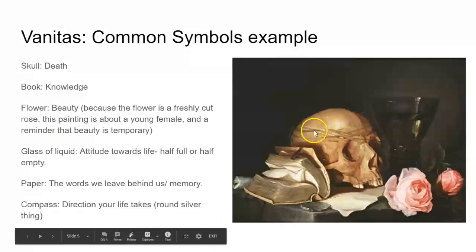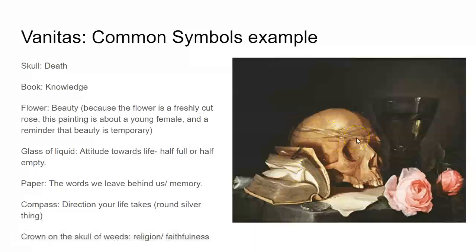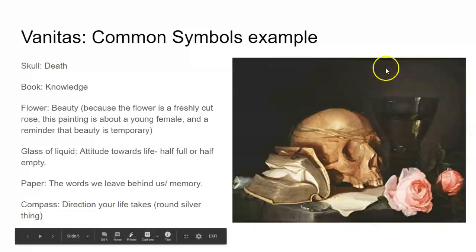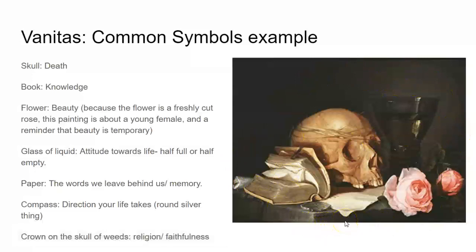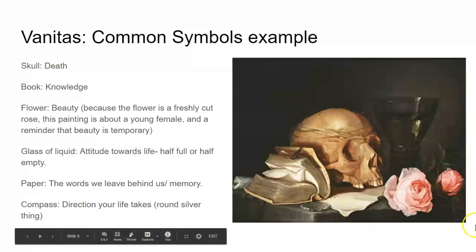And then there is the crown of weeds on the skull, and that's a religious reference to the crown of thorns, about being religious and faithful and self-sacrificing. So overall, this Vanitas tells a story about probably a memorial to a young, beautiful woman who had a good, positive attitude, who was religious and faithful and connected to people and did good things in their life.